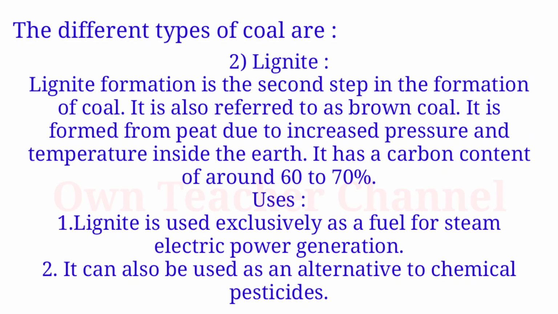2. Lignite. Lignite formation is the second step in the formation of coal. It is also referred to as brown coal. It is formed from peat due to increased pressure and temperature inside the earth. It has a carbon content of around 60 to 70%. Uses. 1. Lignite is used exclusively as a fuel for steam electric power generation. 2. It can also be used as an alternative to chemical pesticides.